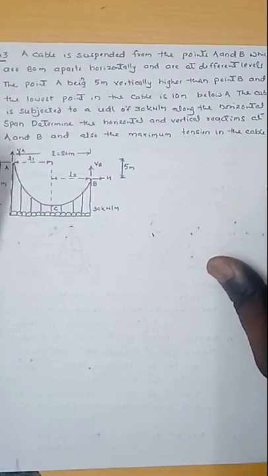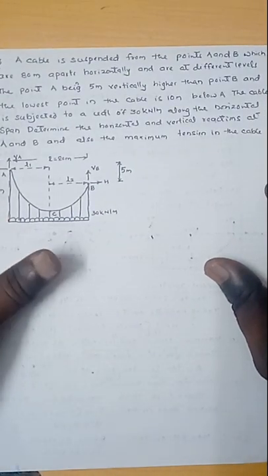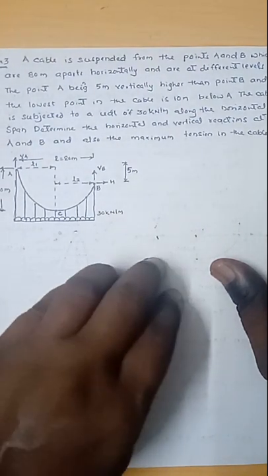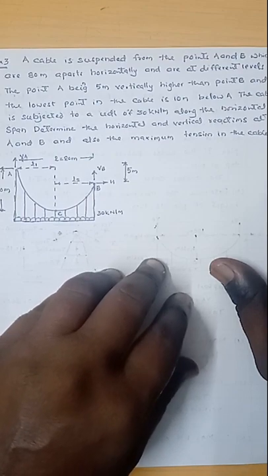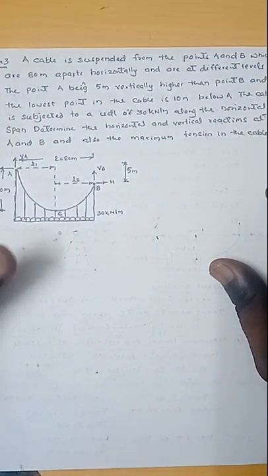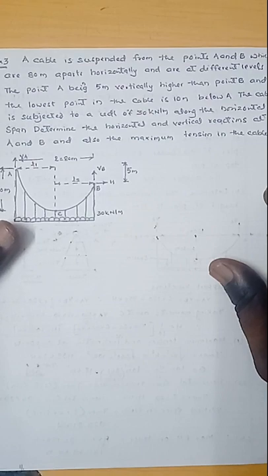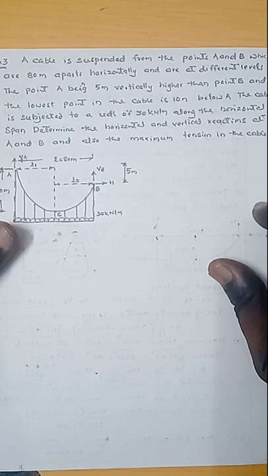A cable is suspended from points A and B, which are 80 meters apart horizontally and are at different levels. The point A is 5 meters vertically higher than the point B, and the lowest point in the cable is 10 meters below A. The cable is subjected to a UDL of 30 kilonewton per meter along the horizontal span. Determine the horizontal and vertical reactions at A and B, and also the maximum tension in the cable.